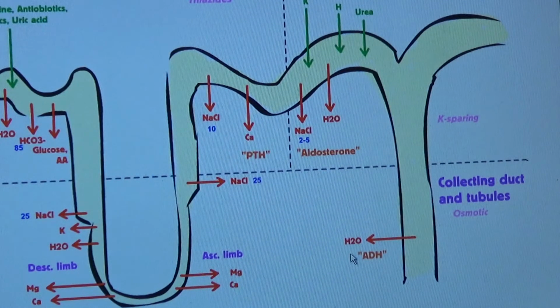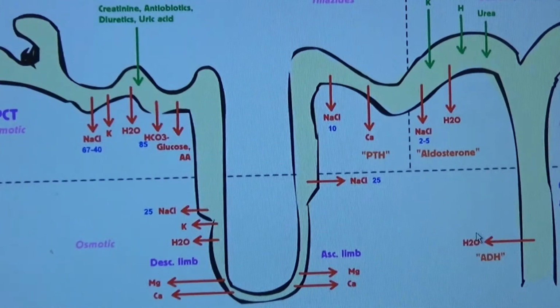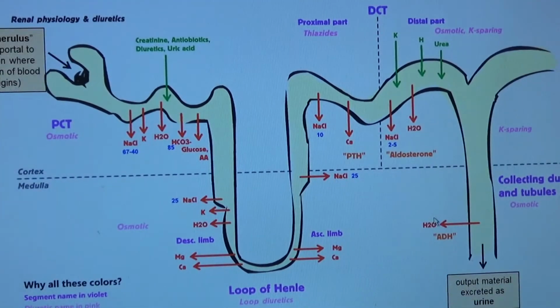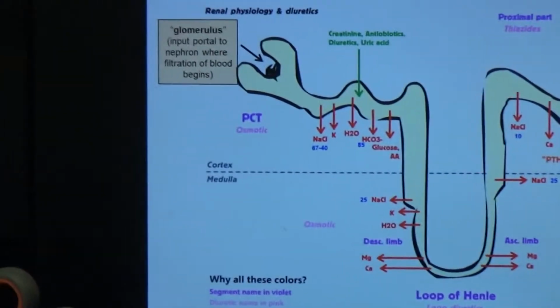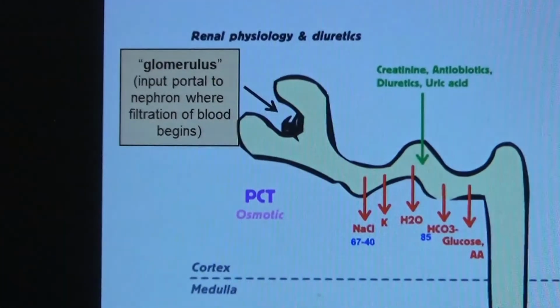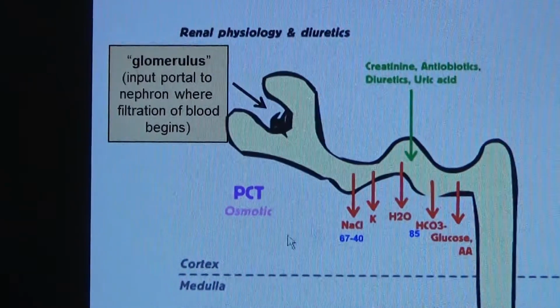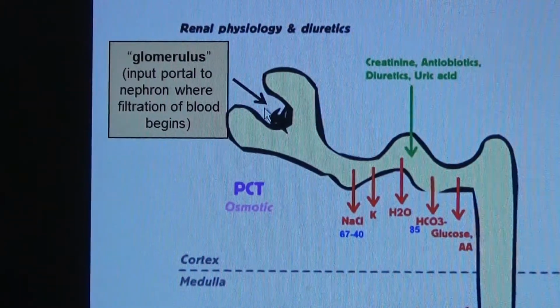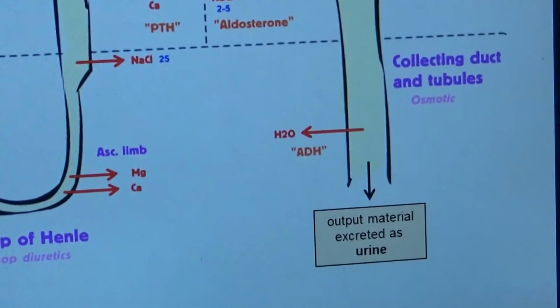And this is how, if you need to urinate, your brain can turn off antidiuretic hormone, and that allows the system to excrete more urine. So it's like a feedback mechanism, right? Okay, so anyway, this just shows the input portal again, the glomerulus, which is where this attaches to circulating blood. And then at the end we have our output material excreted as urine.